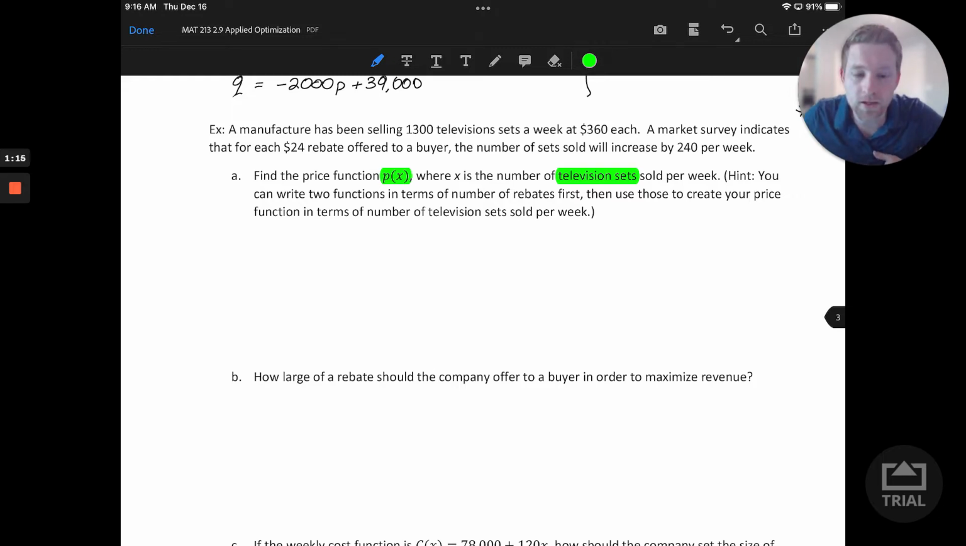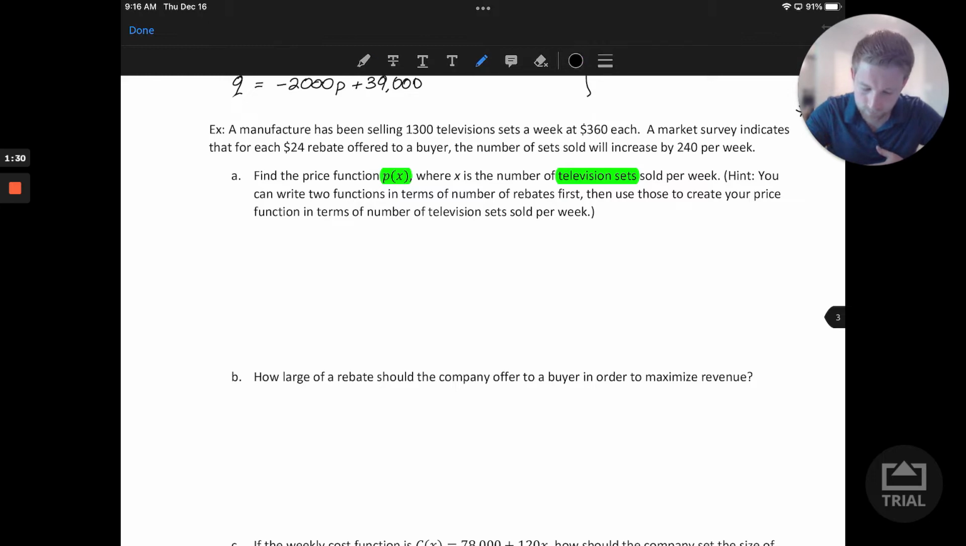So let's go ahead and consider doing that. We'll first try to create a function with the price, and then a function with the quantity of TV sets sold in terms of rebates. So let's start with considering the first equation. The first equation we can consider is the quantity equation. I'll just call this X. So again, X is the number of TV sets sold per week.